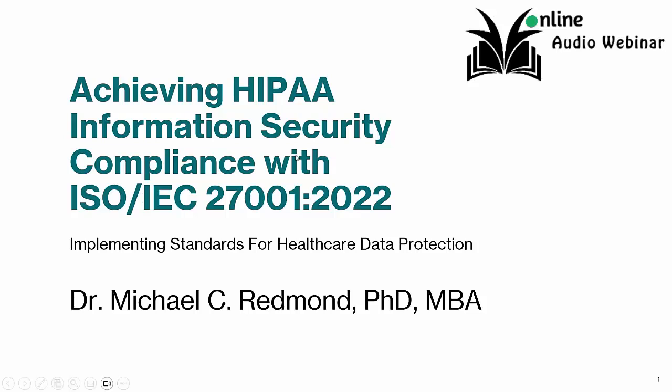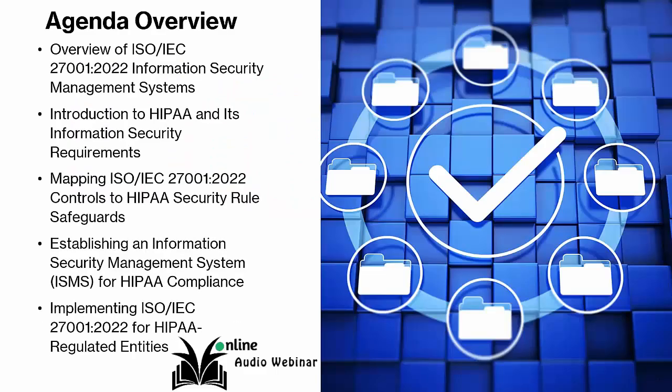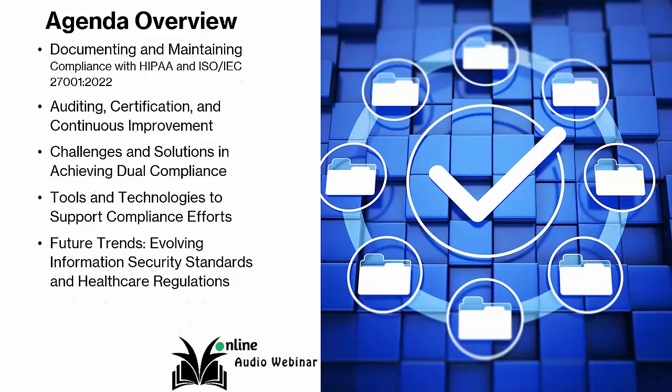Great. Thank you very much, and welcome, everybody. So this is what we'll be covering today: the introduction to HIPAA. I'm going to be covering it because there is a little confusion of what's covered with that as far as areas. How to apply the controls, establishing the information security management systems for HIPAA compliance, and implementing the ISO 27001 for HIPAA regulated entities. We'll talk about documenting and maintaining compliance, auditing, certification and continuous improvement for those who are interested in that with the ISO 27001, challenges and solutions.